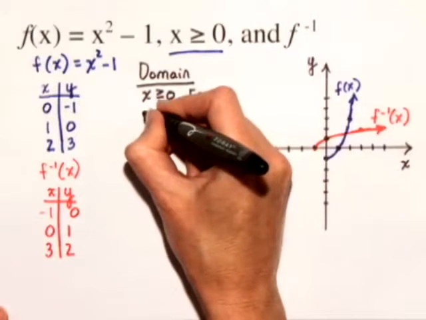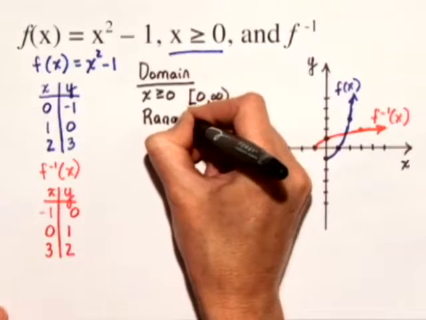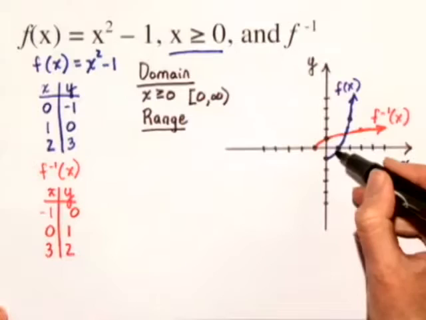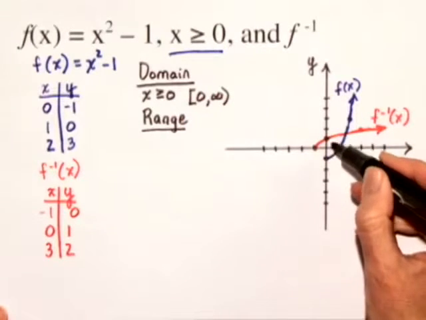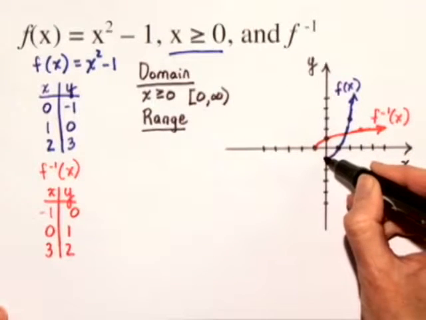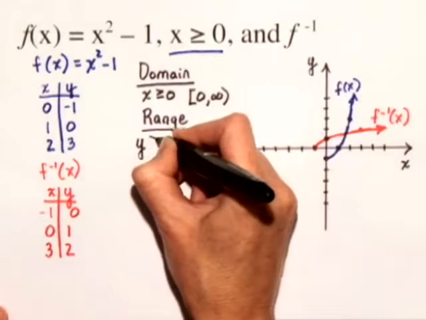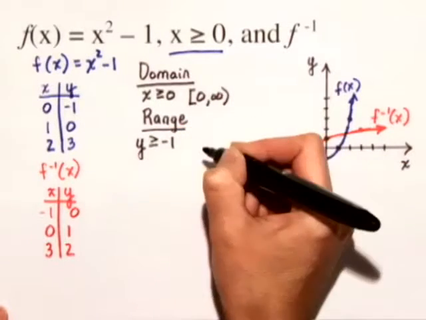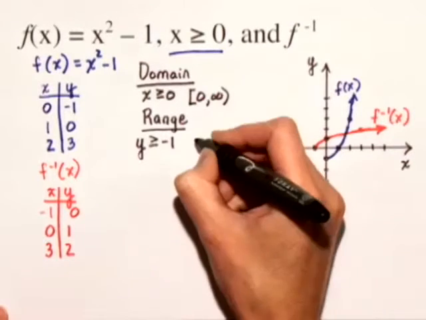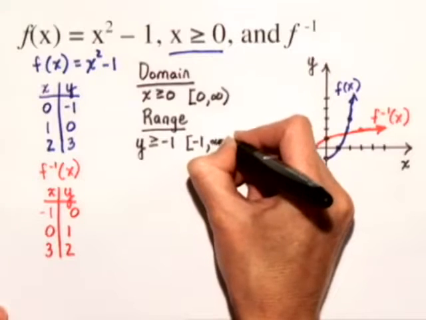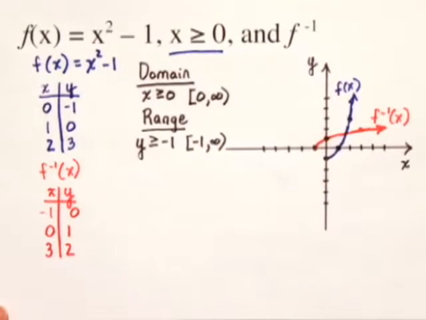And the range, remember the range means what y values do we have on this graph? Well, let's look at this graph in blue. Notice that the lowest y value I ever see occurs right here at the point 0, negative 1. Therefore, the y values are such that y is greater than or equal to the value negative 1. And in interval notation, that will simply look like negative 1 to positive infinity.